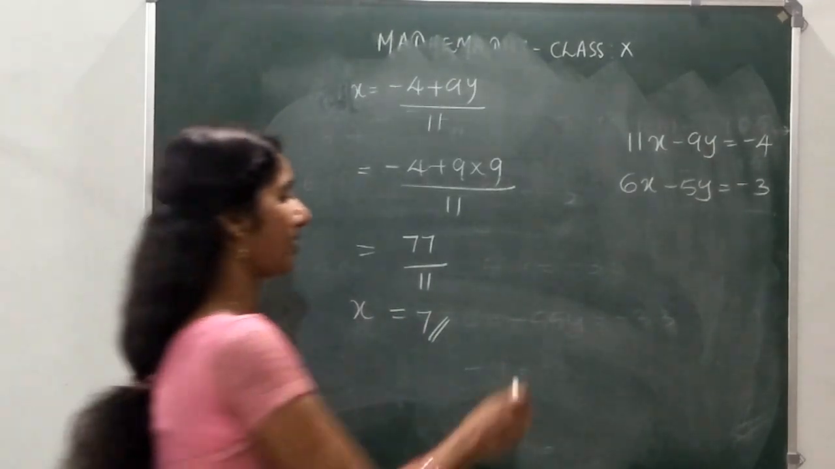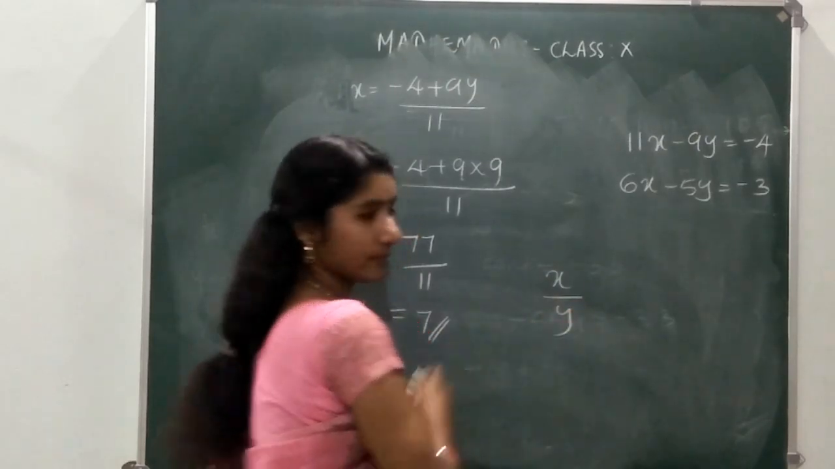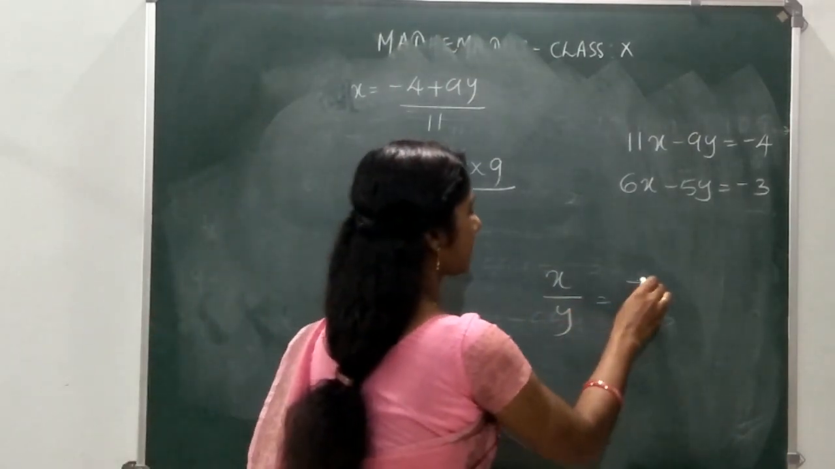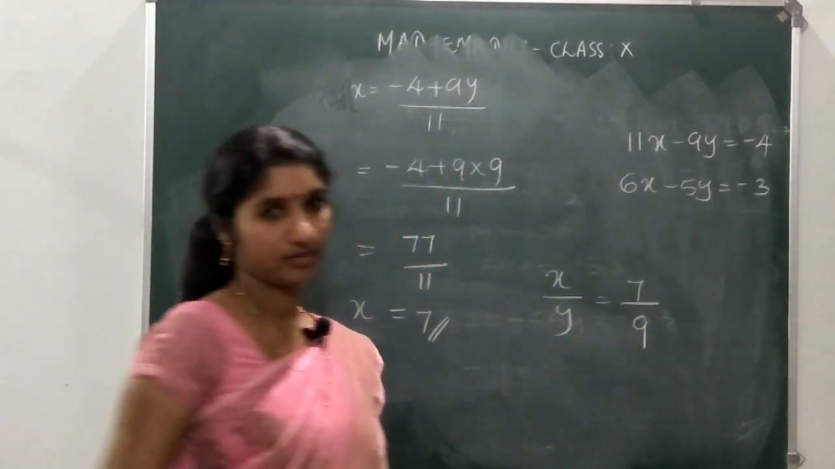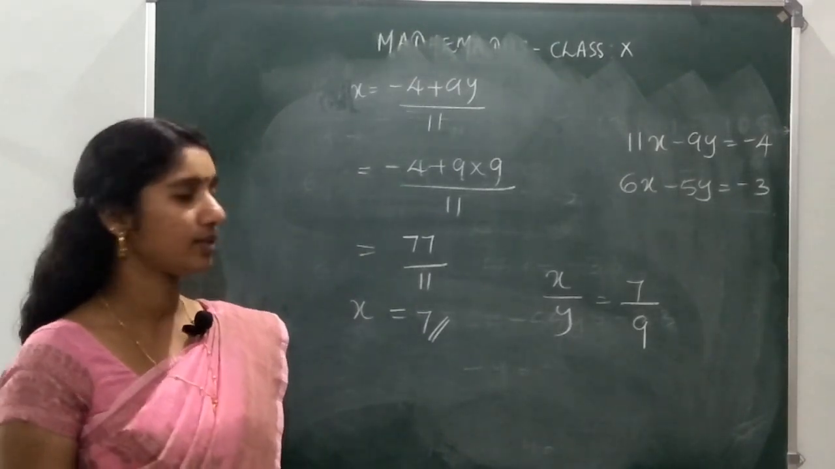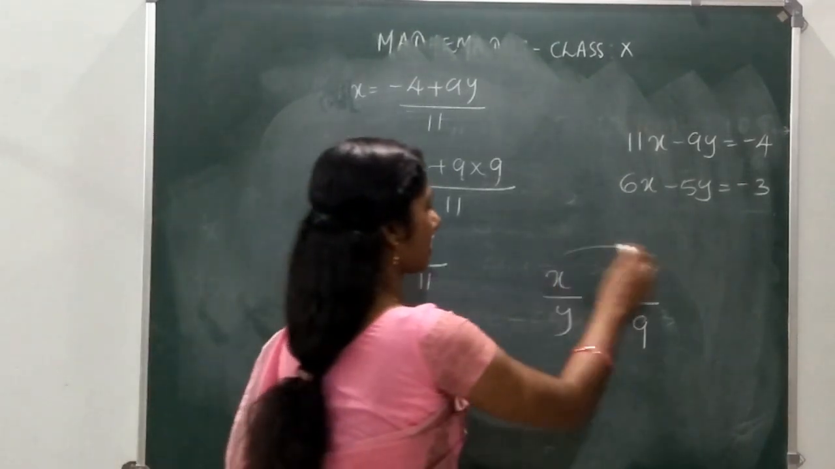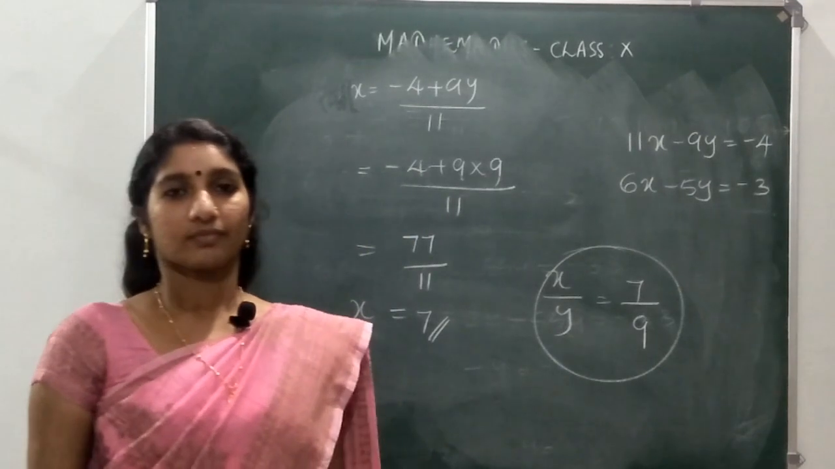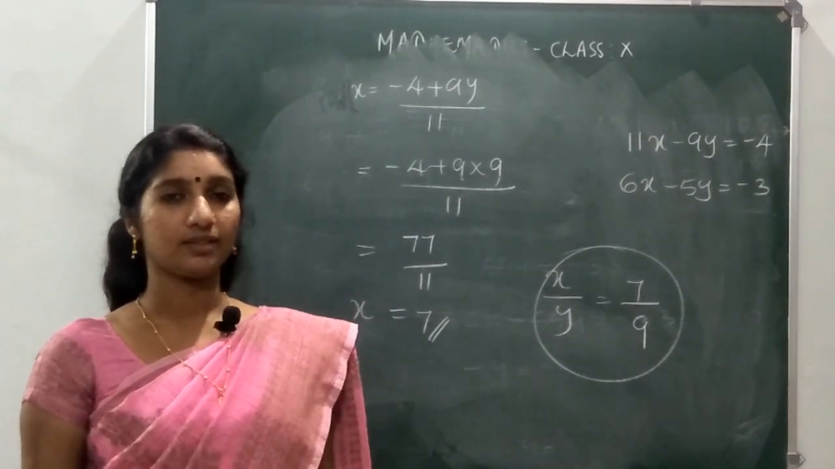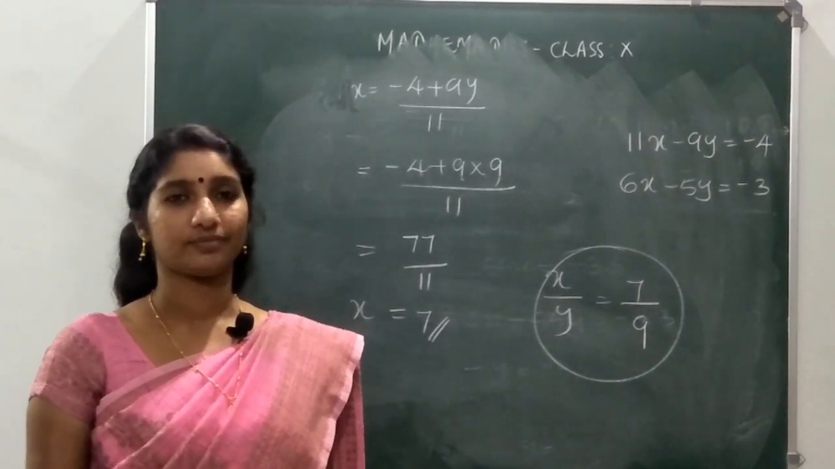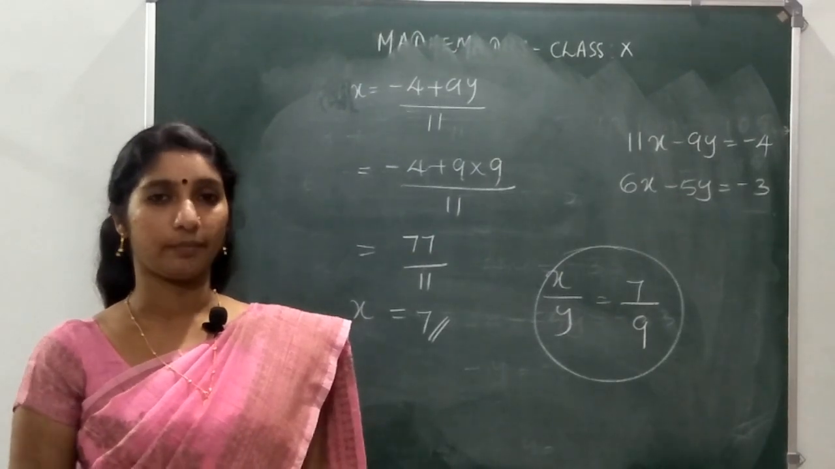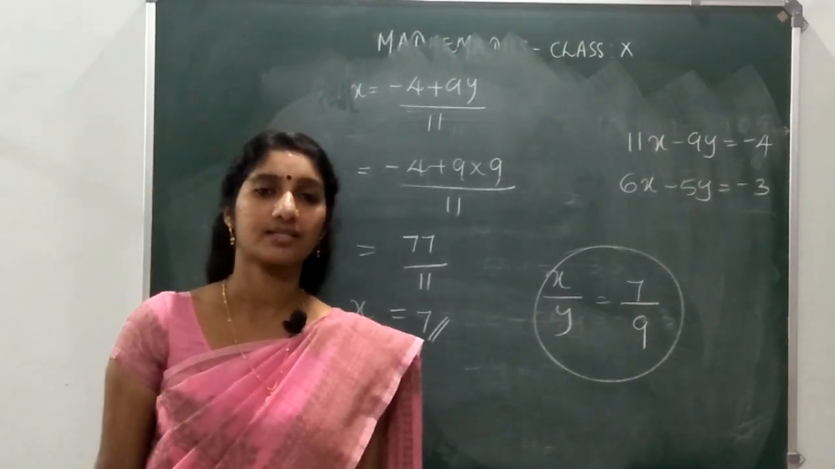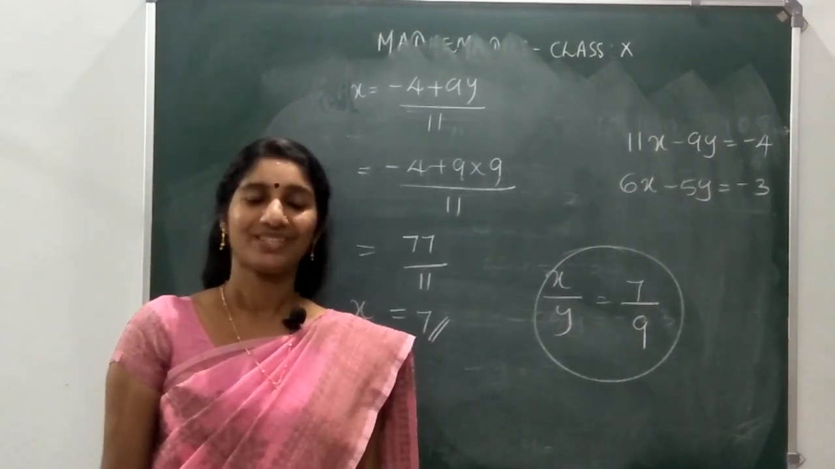We took the fraction as x by y. So, we are getting 7 by 9. x value is 7 and y value is 9. Like this we are solving. Like this word problems are there, all the problems you have to do. So, up to the substitution method we completed and the next method we can discuss in the next class. Okay children.